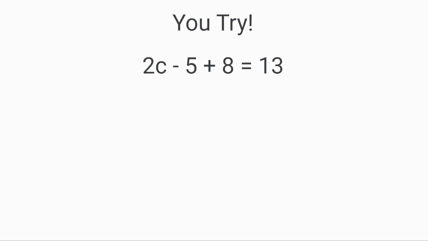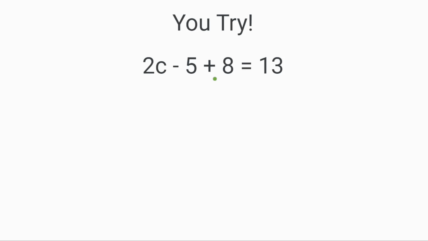Alright, so in this second example, we have 2c minus 5 plus 8 is equal to 13. Now we actually have 3 operations happening on this left-hand side of the equal sign. We have a 2 times c here, a minus 5 and a plus 8. So that means we'll have a 3-step equation.